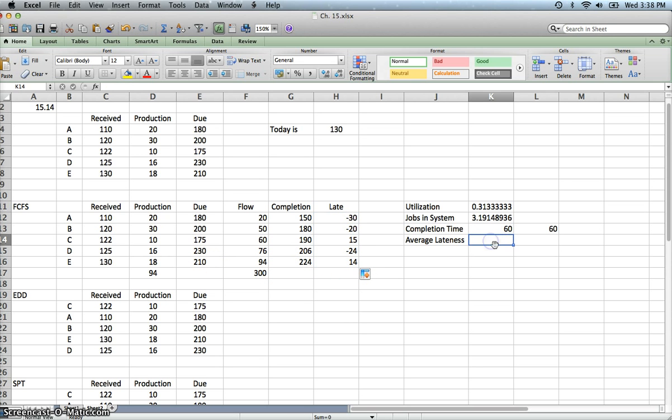So average lateness here is those two. So that's 15 plus the 14, the amount, and it's divided by 5 jobs. And so we end up with 5.8 as our average number of days late in this regard, 5.8.